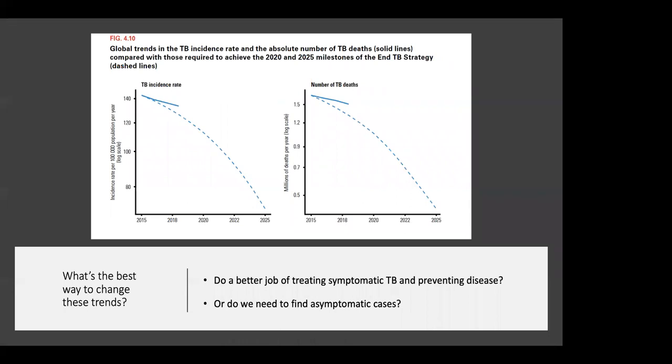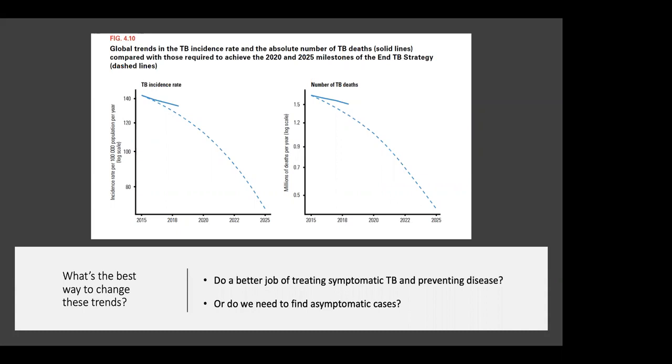So with those definitions in mind, I think the question we want to ask is, would targeting subclinical TB more than we are now be a way to change these trends? We know, particularly for incidence, that these data are from 2019, but we haven't done any better in the past year or two of COVID at getting TB under control.